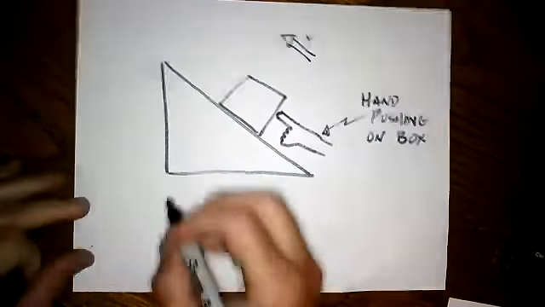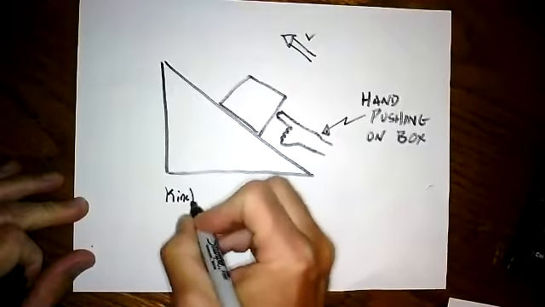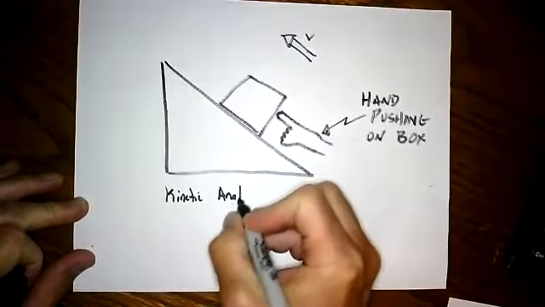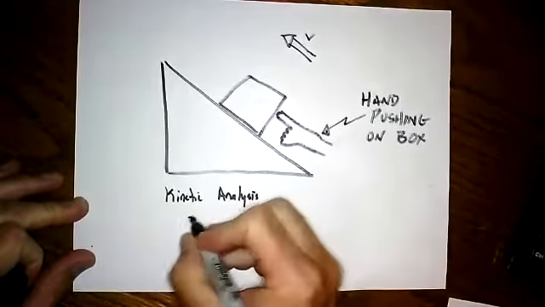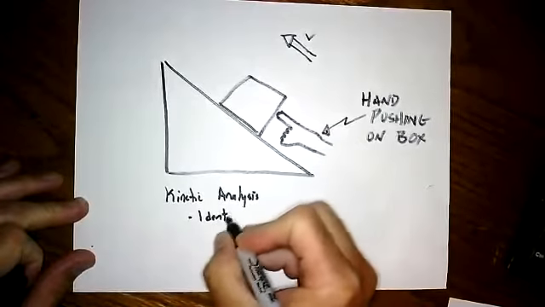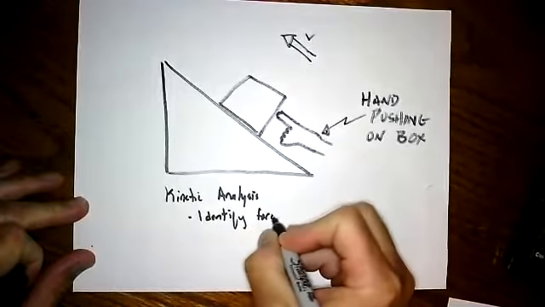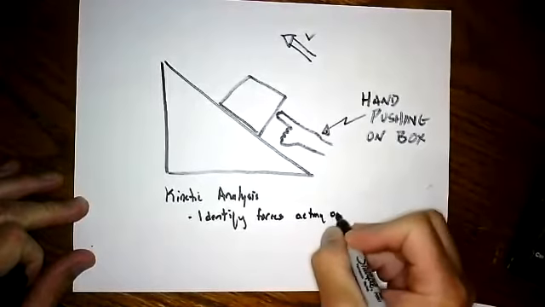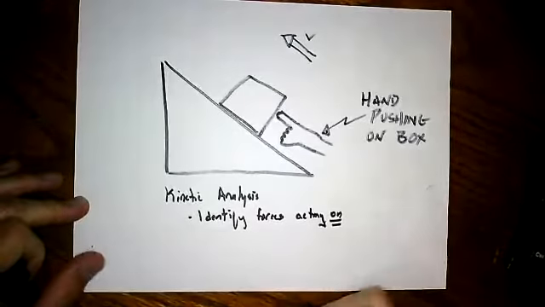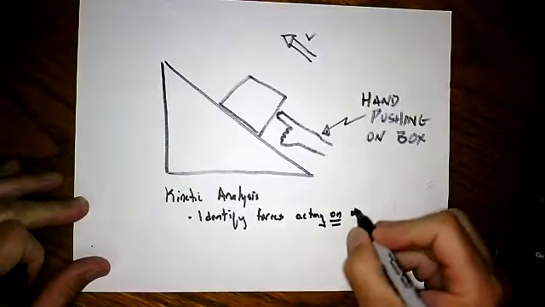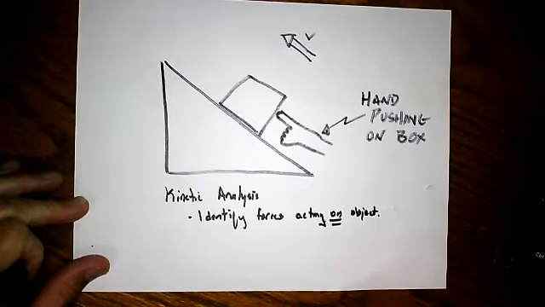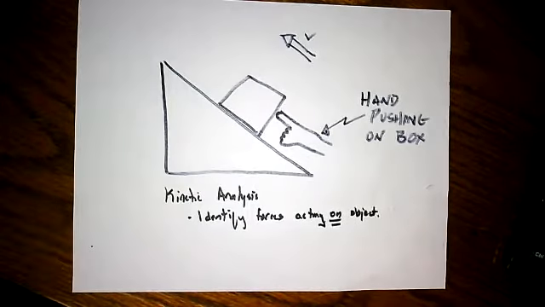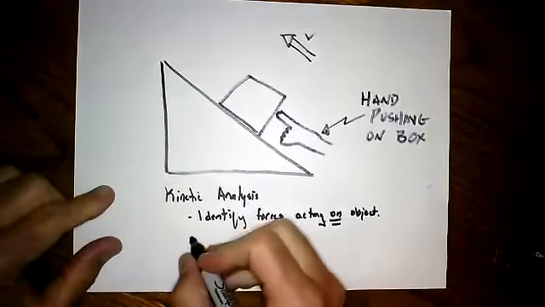What are the steps with a kinetic analysis? Identify forces acting on the object. And I'm going to underline "on" because that's the important part. Later on, when we deal with the human, we'll be dealing with forces created by the human, but in our kinetic analysis, we identify forces acting on the object.